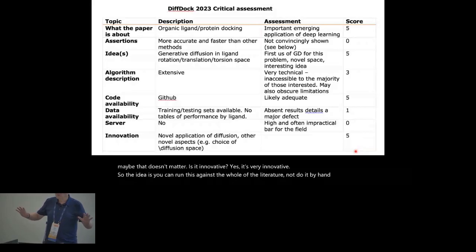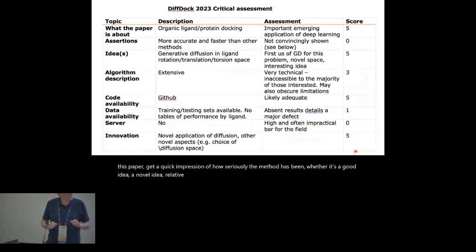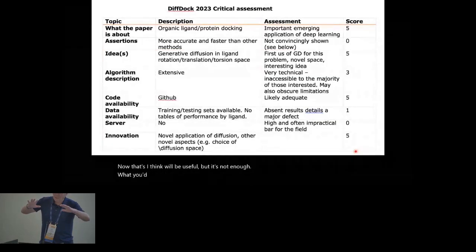Get a quick impression of how seriously the method has been tested, whether it's a good idea, a novel idea relative to the background. Now that, I think, will be useful, but it's not enough. What you'd want on top of that, I think, is some kind of dynamic ontology. What's out there, what's been looked at, how much, with what sort of methods.